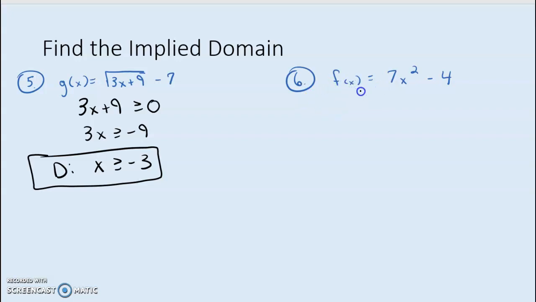Number 6 here, f of x equals 7x squared minus 4. There's no denominator, there's no root. That means the domain is all real numbers. So ask yourselves those 2 questions: is there a denominator? Is there a root? And if there's not, then you get to plug in anything you want.